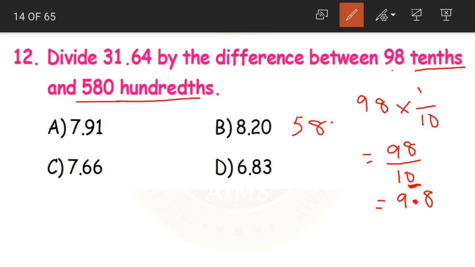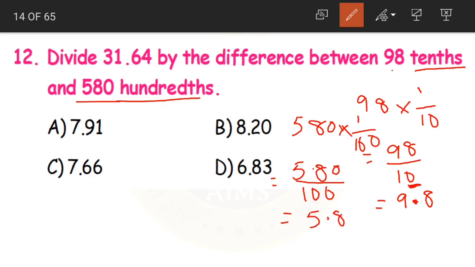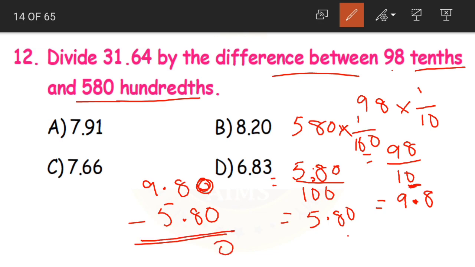Then we have 580 hundredths. So 580 into 1 by 100, it would be 580 by 100. And then if we convert it into a decimal, it would be 5.80. Now we need to find out the difference between these two. Yes, 9.8 minus 5.80. As here we are not having any number, we'll place 0. So 4 is our answer. The difference between these two is 4.